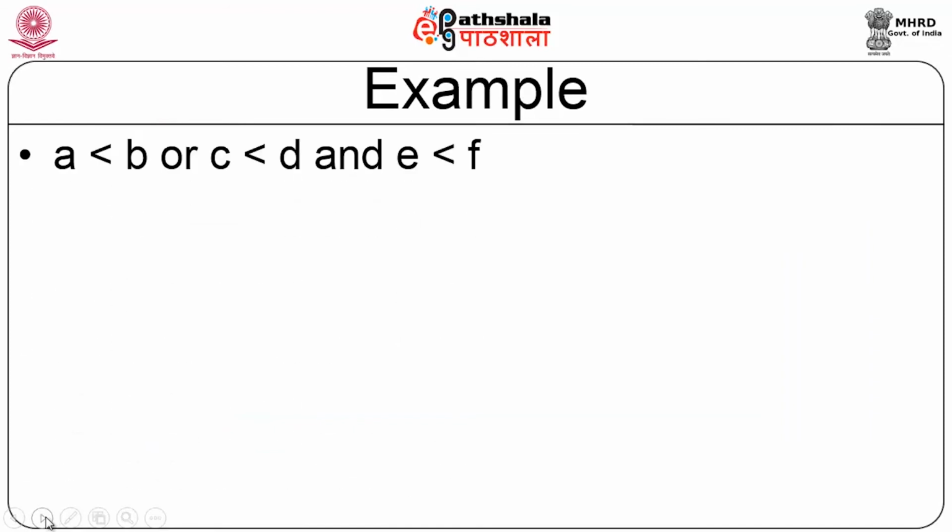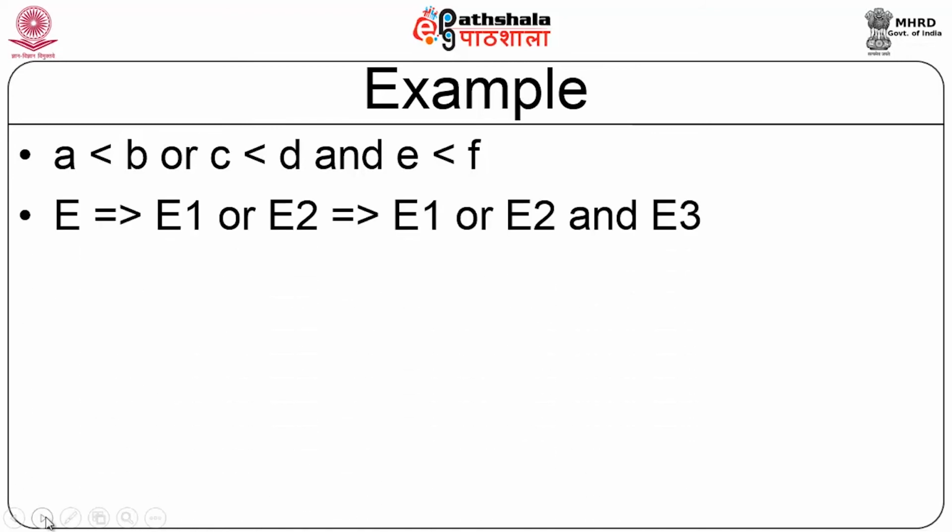Let us take this example, A less than B or C less than D and E less than F. So, we know that AND is done before OR. You do AND has more precedence compared to OR. So, how will the expression be? It will be E1 or E2, and then this E2 is now replaced as E2 and E3. Okay. So, I will evaluate this first and then I will evaluate E1.